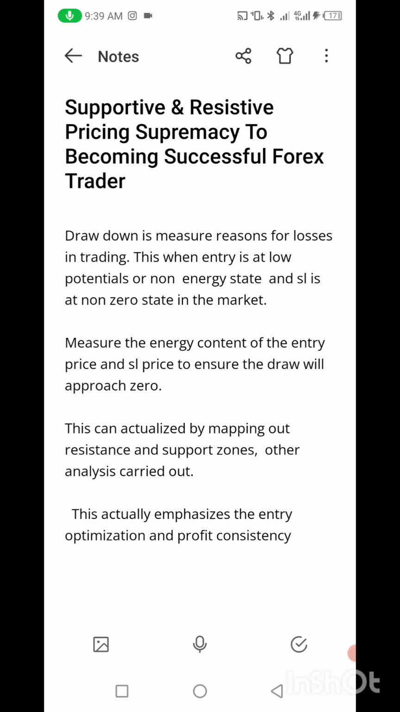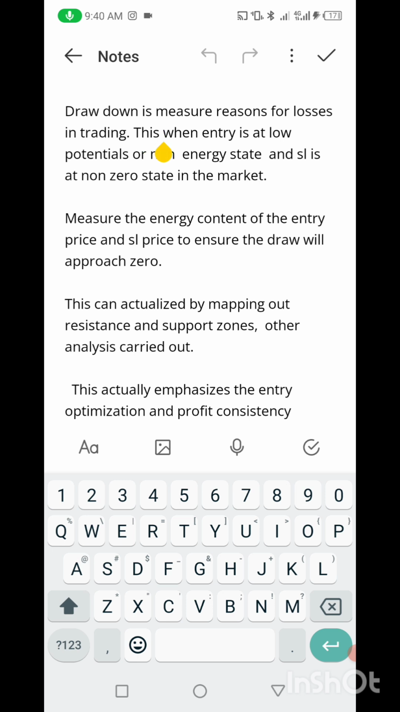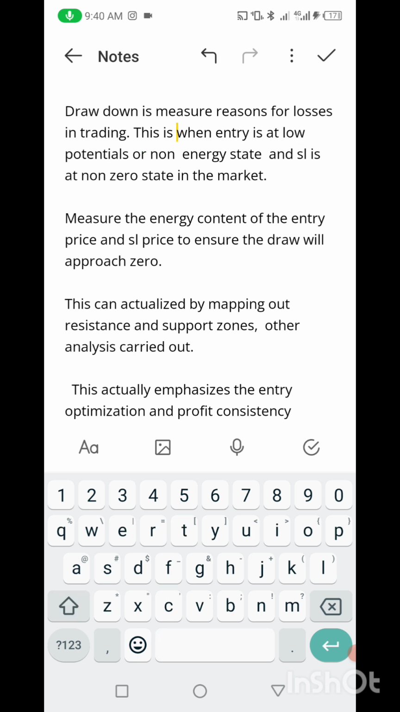Okay, so I'm gonna read down the documents and I'm gonna touch the chart so that you see the practical application of this topic. Drawdown is a major reason for losses in trading. This is when entry is at low potentials or non-energy state, and SL or stop loss is at non-zero state in the market.